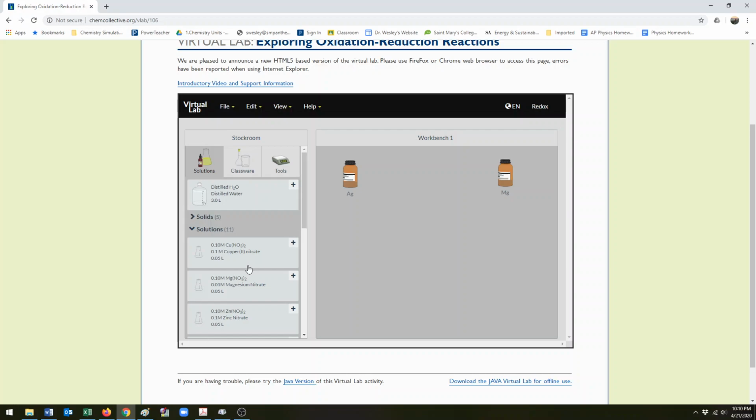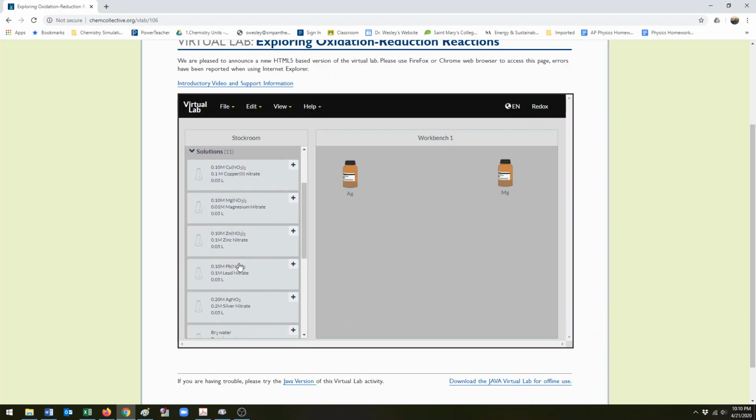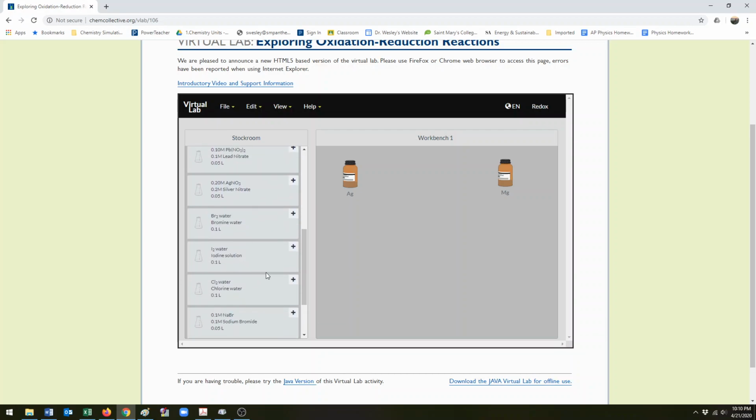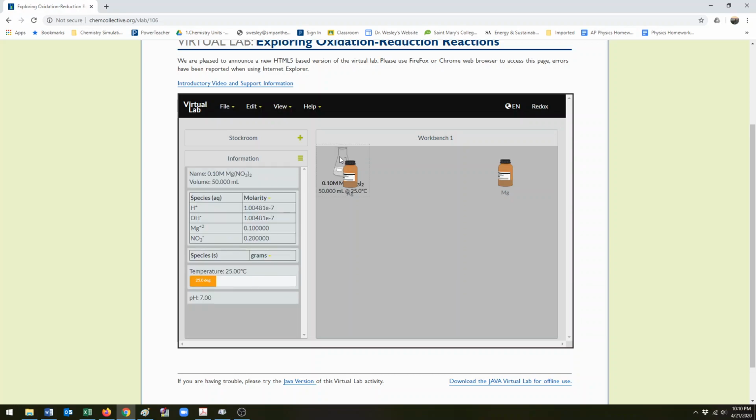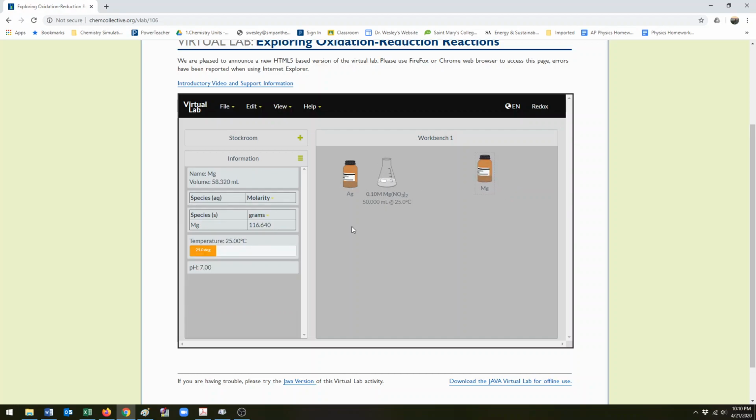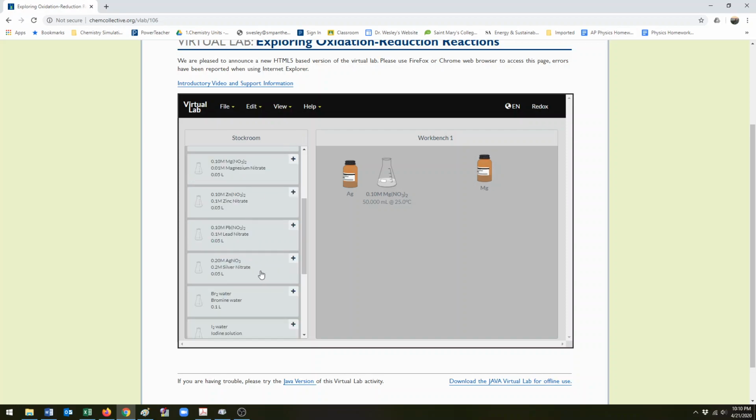First of all, I'm going to find a solution that has positive magnesium ions in it. So here's one. And I'm going to partner that up with the silver. So these two are going to work together, and that's going to be one possible reaction. And then I'm also going to get a solution that has some silver in it. So here's a silver solution.